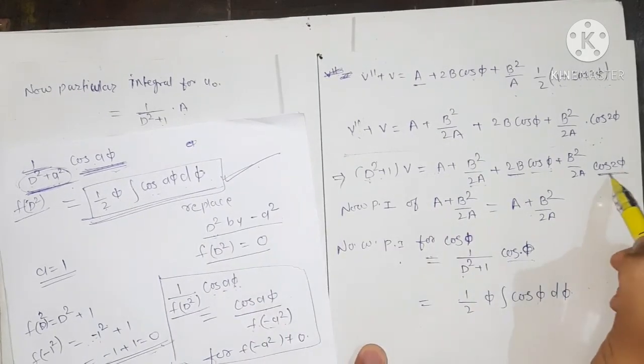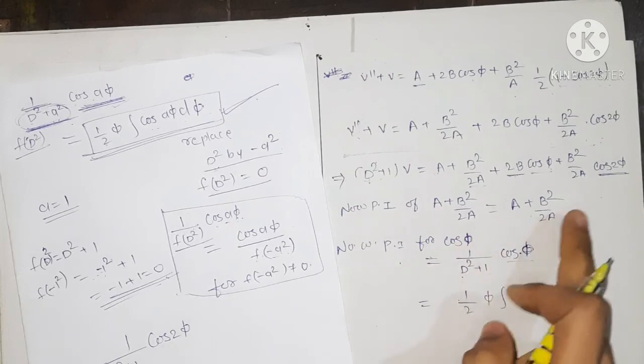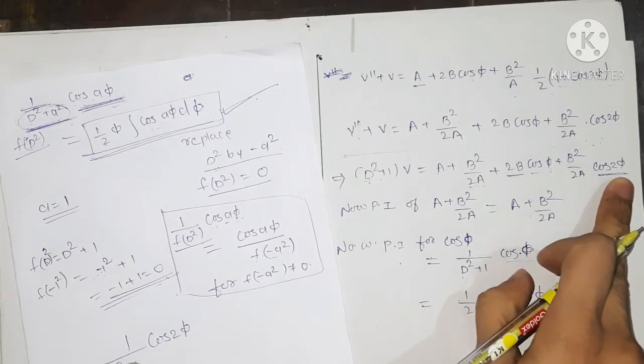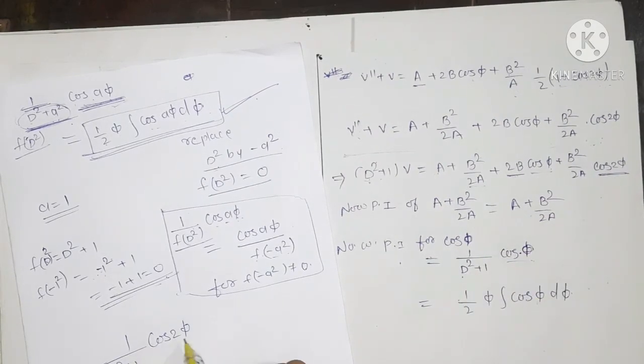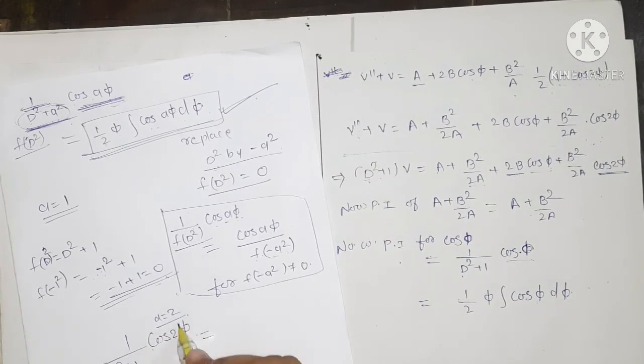Next we have to find the particular integral of cos of 2 phi, that is 1 upon d square plus 1 of cos of 2 phi. Here a equals 2. If we substitute 2 in this d square, that is minus of 2 square plus 1, minus 2 square is minus 4, plus 1 equals minus 3, which is not equal to 0.